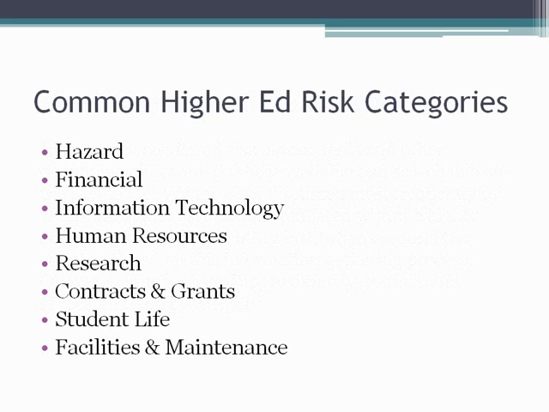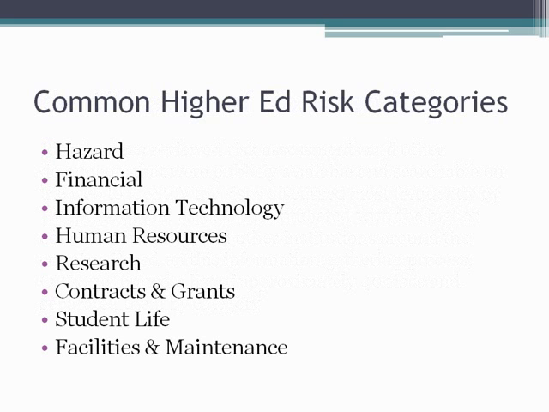So these are the different categories that we came up with. So there's hazard, financial, information technology risks, human resources or human capital risks, research risks, contract and grant risks, student life risks, and facilities and maintenance risks. The one thing that I want to emphasize is we were taking this risk assessment approach from a campus view and not necessarily a medical center view. We may take a look at this and revisit this from a medical center perspective, but for this particular risk assessment, we were only looking at it from the campus perspective.